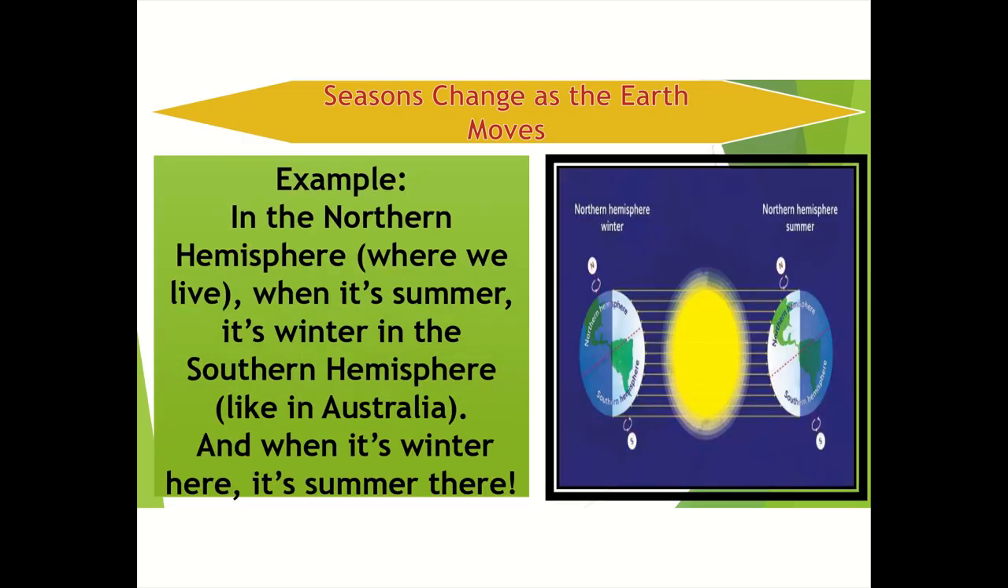Example, in the Northern Hemisphere, where we live, when it's summer, it's winter in the Southern Hemisphere, like in Australia. And when it's winter here, it's summer there.